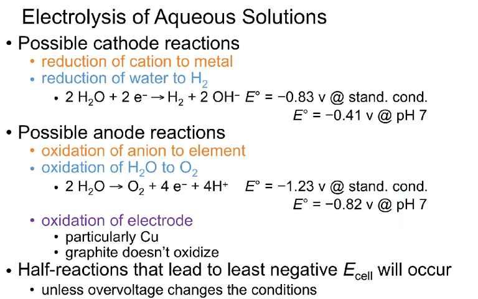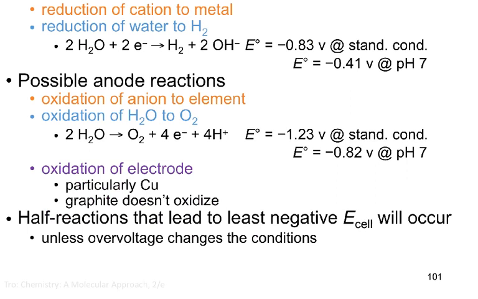Also, keep in mind, you could, in theory, oxidize your electrode. Copper, in particular, is something to watch out for, but graphite won't oxidize. And any half reaction that leads to the least negative cell potential will occur. So these water ones especially are something to keep an eye out for.